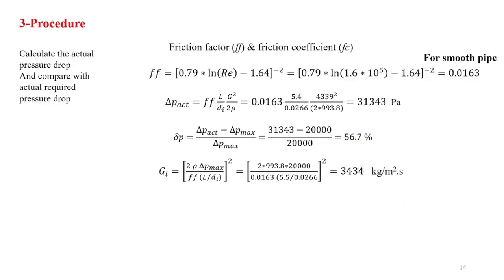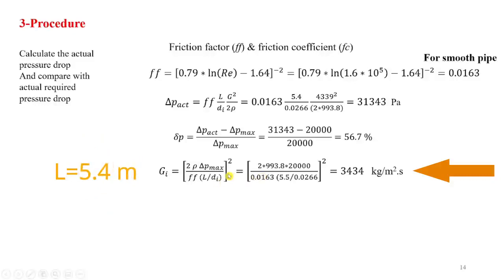Now, since this is not satisfying the problem requirement, we have to modify our G value. So what we do is use the same expression for G. The only thing is that we substitute delta P as delta P max, which is the required pressure drop. In addition, for the friction factor and the length of the heat exchanger, we use the previous values we found from the initial guess of the G value, which is the mass velocity.